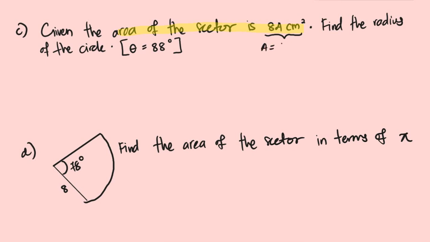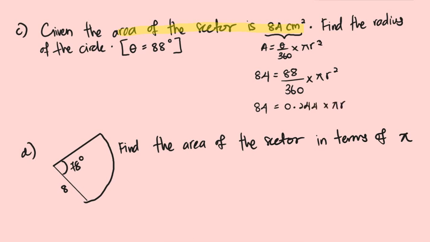Area of the sector equals theta over 360 times pi r squared, isn't it? Correct? So here, the area which is 84 equals theta, which they already give to me here, 88, over 360 times pi r squared. So let me just do this first. What is 88 divided by 360? So that is 84 equals 88 divided by 360, which will be 0.244 times pi r squared.